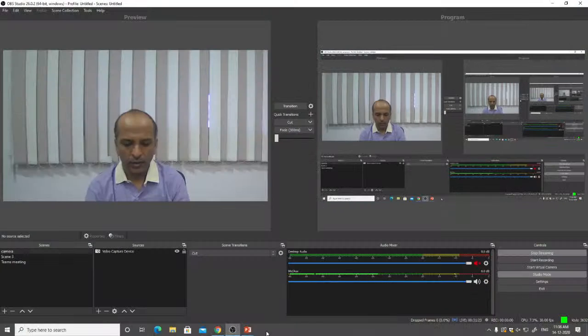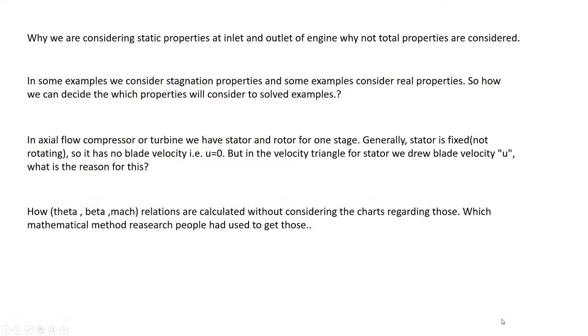Then we have one more question. In an axial flow compressor or turbine, we have a stator and rotor for one stage. Generally, the stator is fixed, not rotating, so it has no blade velocity. But in the velocity triangle for the stator, we drew blade velocity u. What is the reason? Actually, this is not proper.